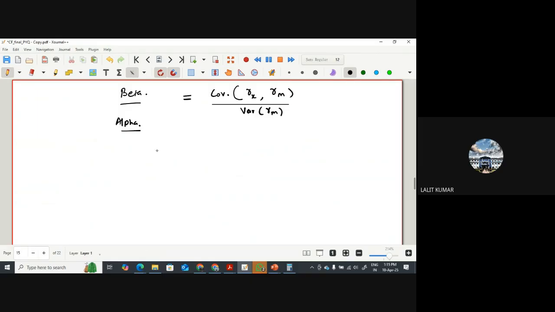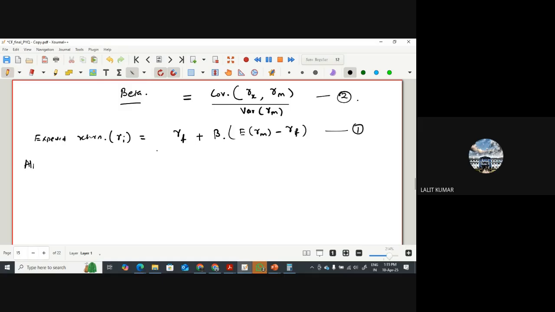And where do we use this beta? I'll come to alpha later on. So this beta is used to calculate the expected return. So the expected return of this stock will become RF plus beta into (expected return from the market minus RF). So this is formula 1. This is formula 2. Now we come to alpha.